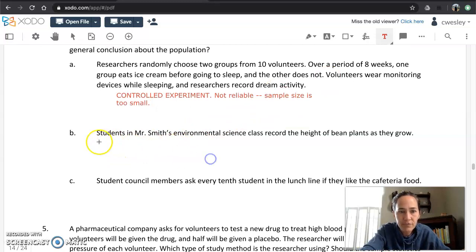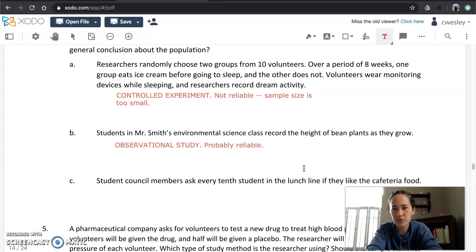Students in Mr. Smith's environmental science class record the height of bean plants as they grow. That is an observational study. And for this one, I would say probably reliable, not just because I love Mr. Smith, but because they're just observing the bean plants.